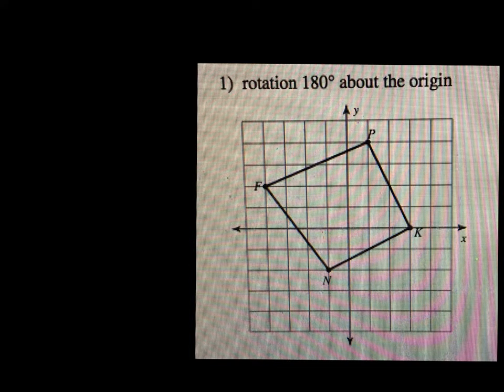Hello students, so today we're going to be learning about rotations on a graph. First we're going to start with just a little tutorial on the different angles that we're going to have.